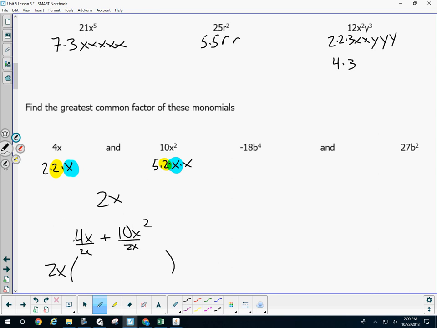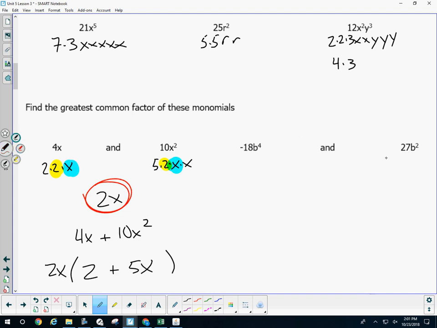We know how to simplify 4x over 2x. That's just going to be 2. 10x squared over 2x, that's going to be 5x. Does this look familiar to us? Hopefully, yes. So that's where we're going, but we need to be able to recognize that 2x is the biggest term that we can pull out.